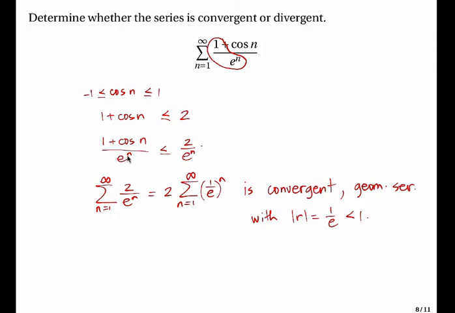So, we have that the series (1 plus cosine n) over e to the n, from 1 up to plus infinity, is also convergent, again by the comparison test.